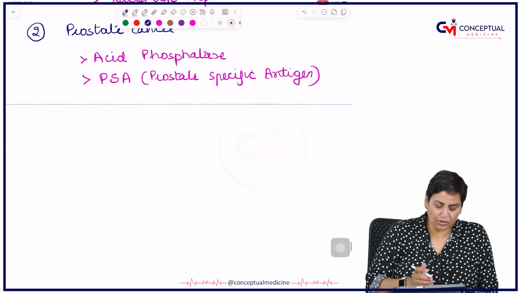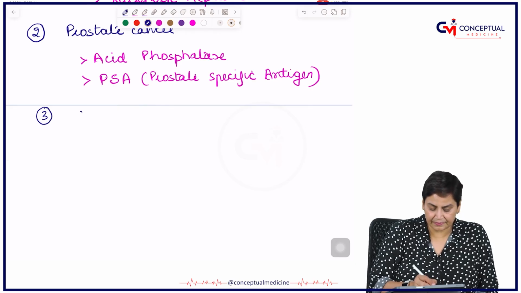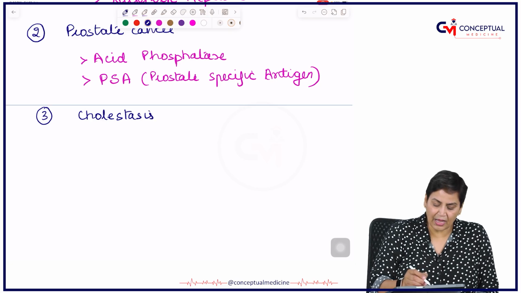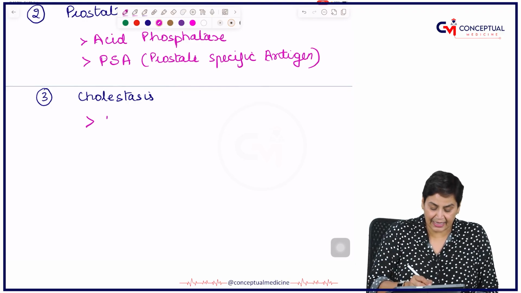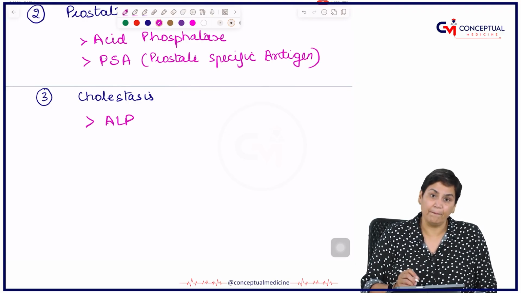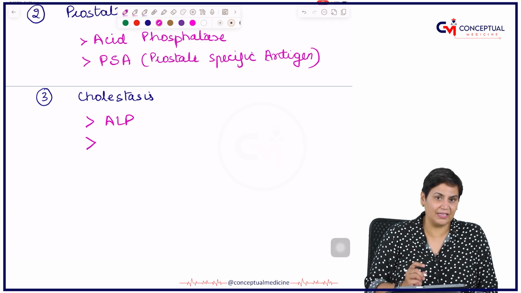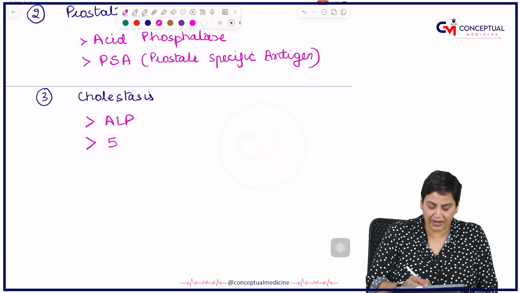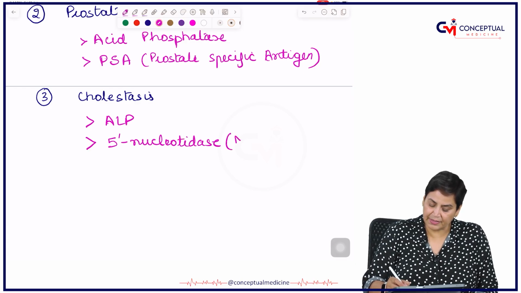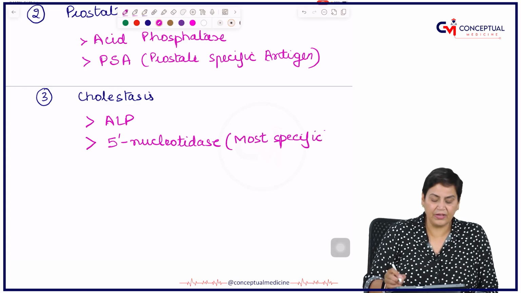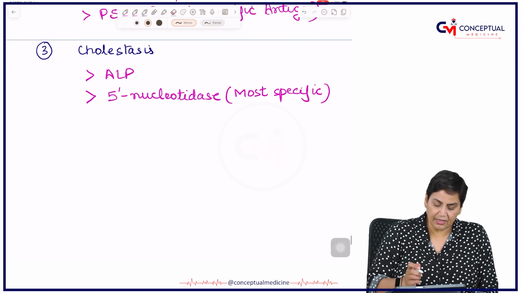Third is if we talk about cholestasis. Again, what are the important enzymes which are going to rise? We know that in cholestasis, alkaline phosphatase will rise. But the most specific enzyme which rises in cholestasis is 5' nucleotidase. Most specific. Very important, right?